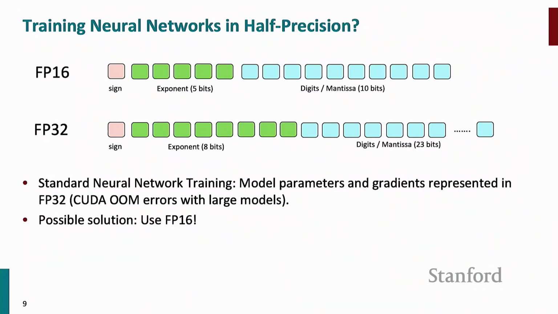So let's think of a scenario where you're trying to train a big neural network, and your model parameters and gradients are represented in FP32. You start training, and suddenly you get an out-of-memory CUDA error, okay? And so just based on what we've seen so far, one possible solution is you cast everything into FP16, okay? And if you do that, you reduce memory usage by half.